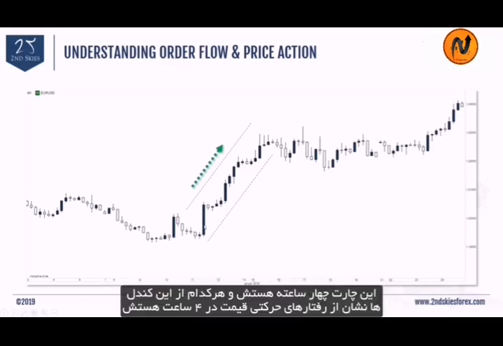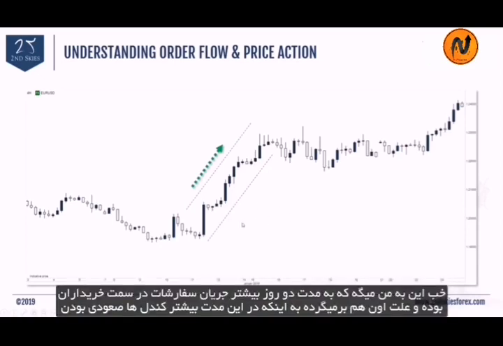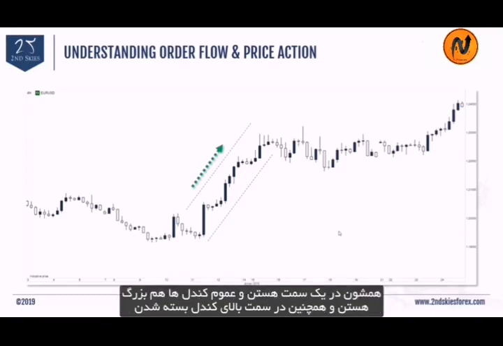This is a 4-hour chart, so each one of these candles represents 4 hours of price action. If you look at this, this is a few days worth of price action. It's about 2.5 days worth of price action where we could only manifest a couple of bearish candles. So that tells me that during these 2 days, the majority of order flow was bullish because it was constantly closing bullish, and it just kept moving in one direction. So we can see the presence of an impulsive move here.